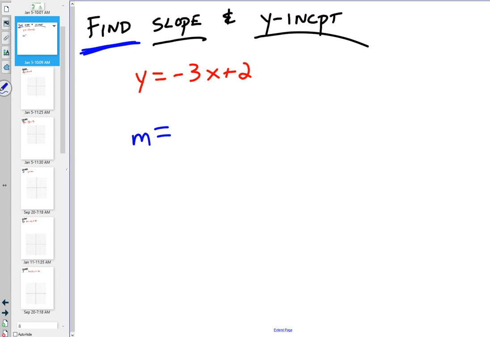What's the slope here? -3, good. Not because it's in front of the x, but because it's being multiplied with the x. It's the coefficient of the x. And what is the y-intercept? Remember that y-intercept is a point. So besides being asked for this as a value, you might be asked for this as an ordered pair. Because a y-intercept is located on the y-axis, what does every point on the y-axis have in common? Well, that x is 0.